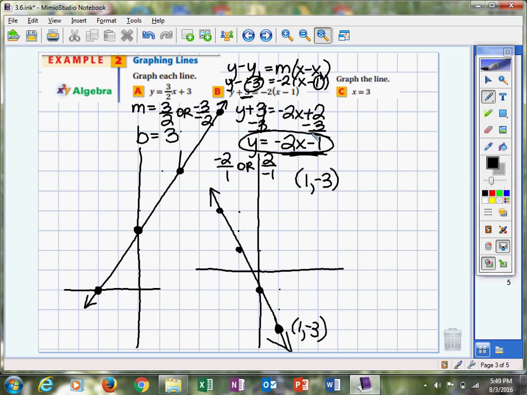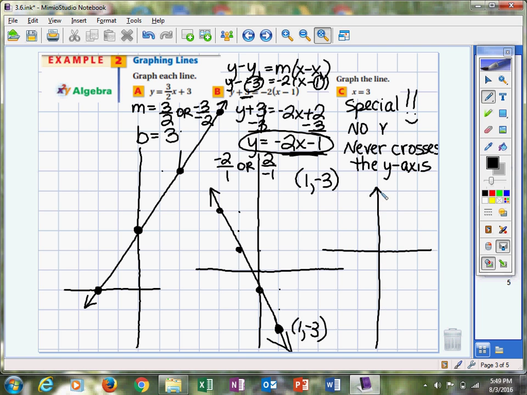All right, x equals 3. This is special. What's missing? There's no y. Okay, that means if there's no y, it never crosses the y-axis. What kinds of lines never cross the y-axis? Okay, now let's think about it. Let's draw kind of a little sketch here. Here's the y-axis, here's the x-axis. So what lines are never going to cross that y-axis? Lines that are parallel to the y-axis, which are vertical lines.